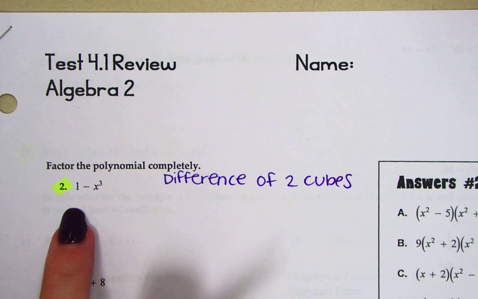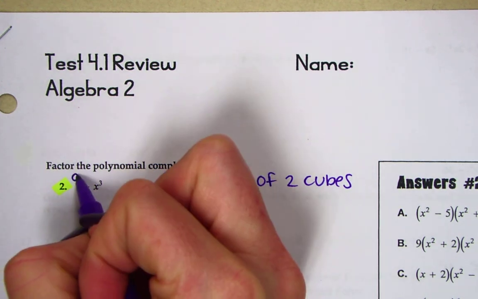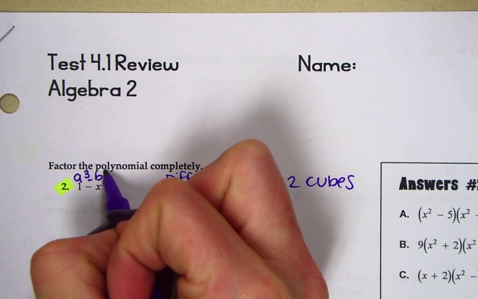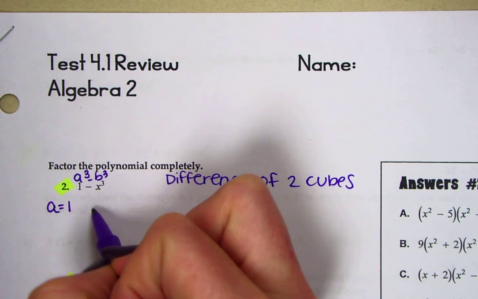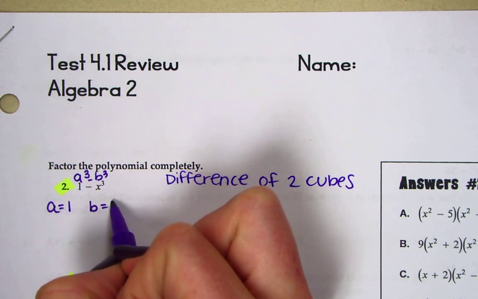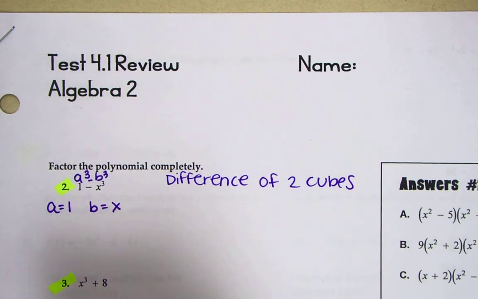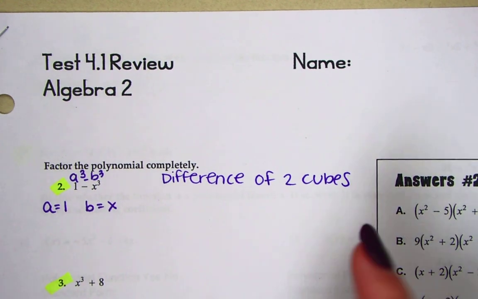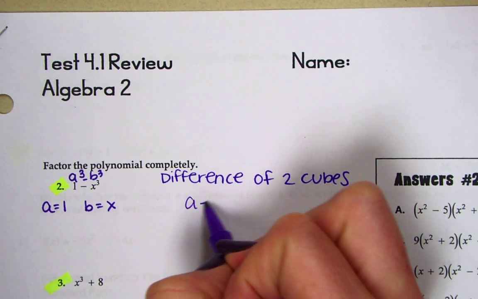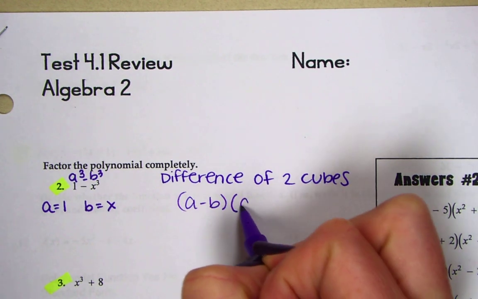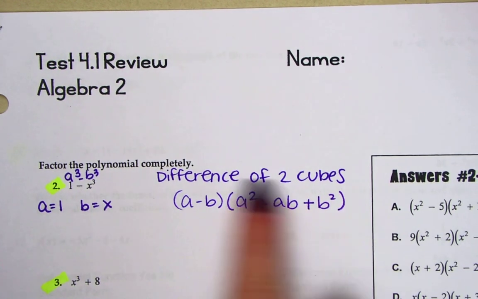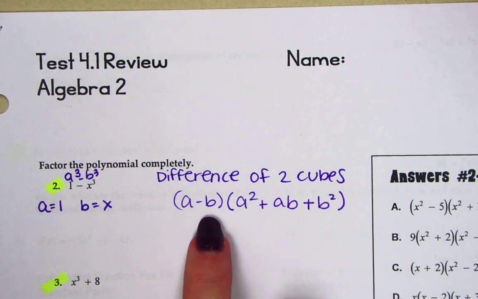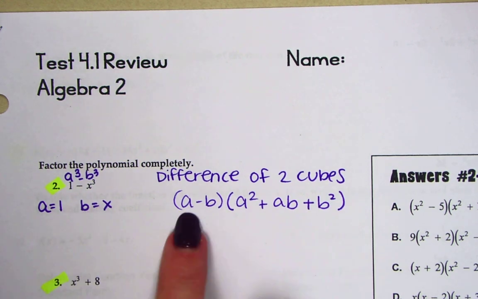All right, this is why we wrote all our cubes at the top of our page last class, so we'd be able to recognize them. So this is a cubed and this is b cubed, okay? A cubed minus b cubed. That means a is 1, because 1 cubed is 1, and b in this case is x, so it's what's cubed. So the formula for a difference of 2 cubes is a minus b times a squared plus ab plus b squared. Okay, you have to be able to identify that it's a difference of 2 cubes and identify a and b, and then just plug them into the formula.